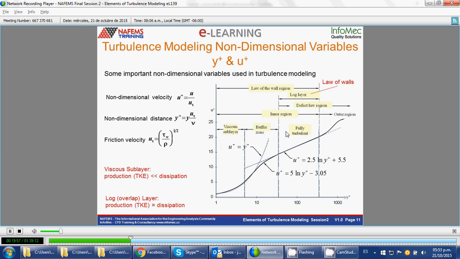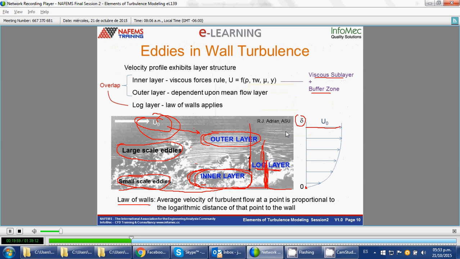Remember I told you we need to know the distance away from the wall. This is what we're looking for. One way to do it is to calculate this distance away from the wall and call it y plus.